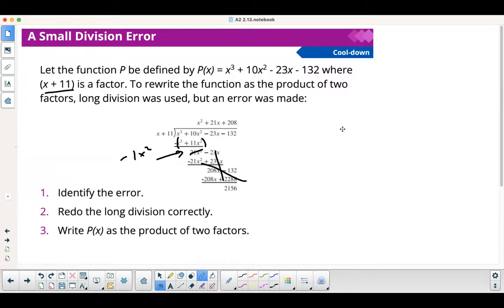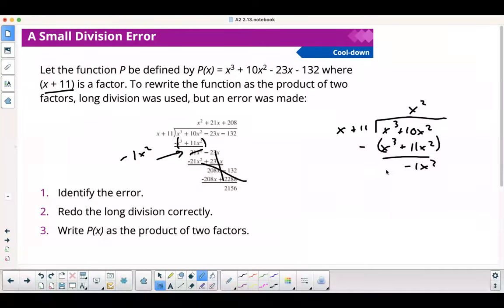Okay, so basically you had the x plus 11, and you had the x cubed plus 10x squared. So they said that the x times x squared, you multiply, you get x cubed plus 11x squared, and you need to subtract the whole thing. So it's going to be x cubed minus x cubed. Those cancel. 10x squared minus 11x squared would give me negative 1x squared. That's your error. Okay, so there's that. So, we have to finish the whole thing. So let me write it out here.